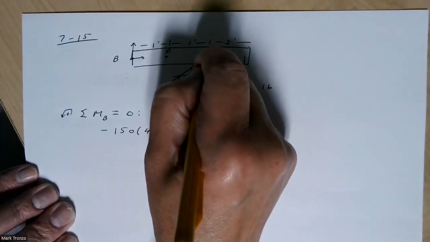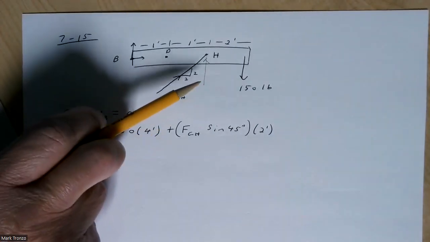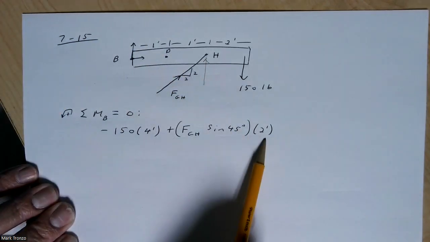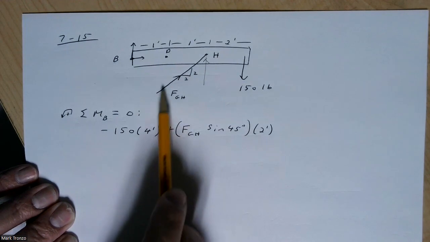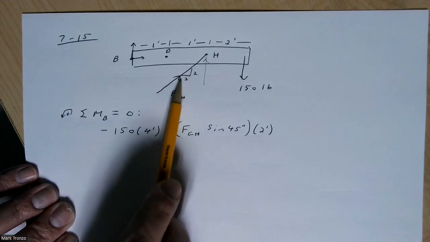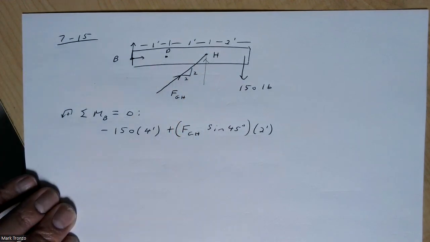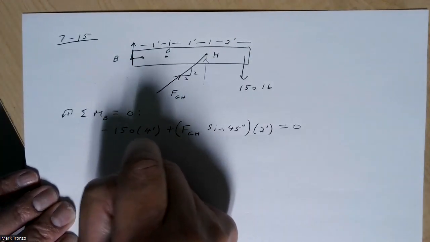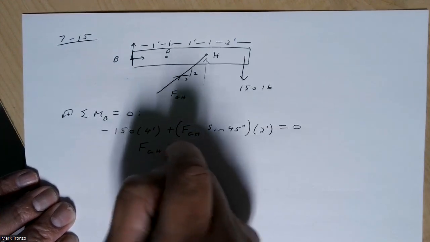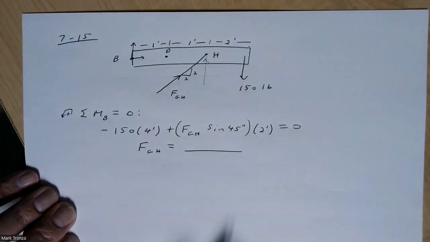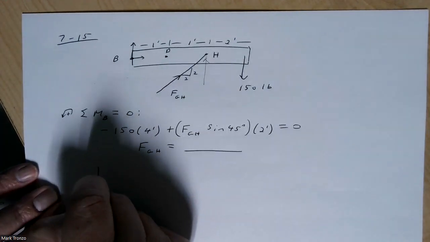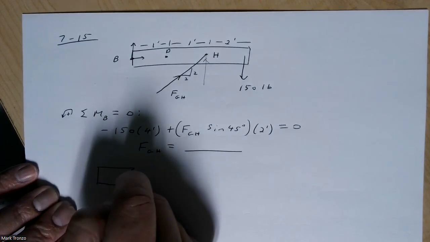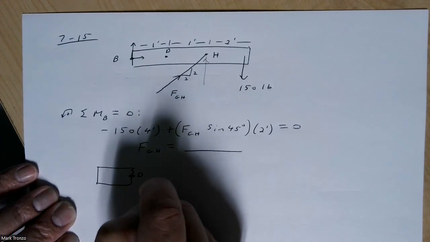So this component right here is going to cause the moment about B, and that's going to be 2 feet away from B. And it's going to be FGH times the sine of that. Set that all equal to 0, and that will give you your FGH. So then just look at your element. We want the stuff that's happening at D.